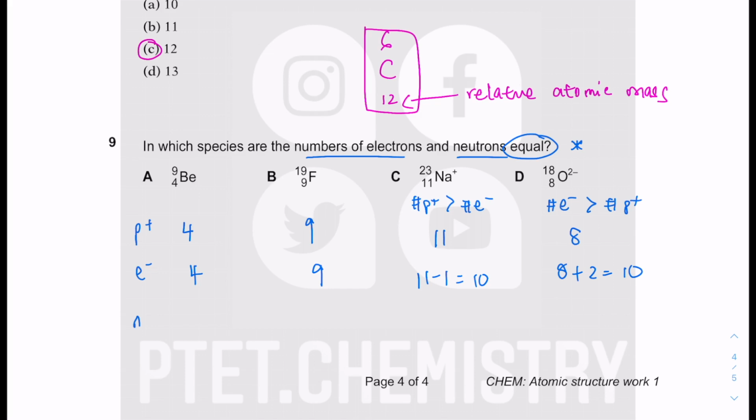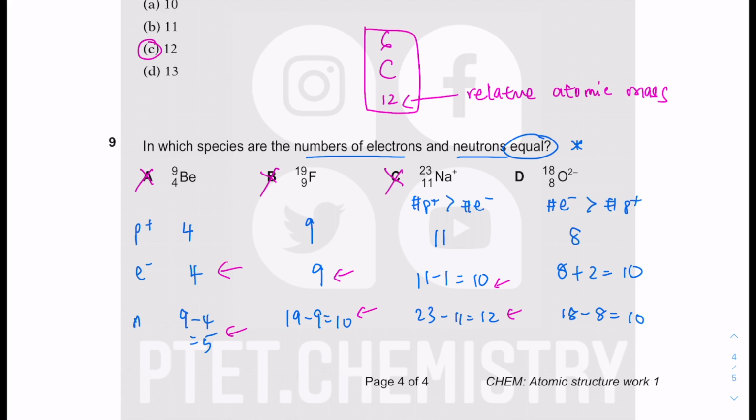A nucleon number, or the mass number, take away the proton number will give you the number of neutrons. Therefore 9 minus 4 is 5, 19 minus 9 is 10, 23 minus 11 is 12, 18 minus 8 is 10, and you're looking for equal number of electrons and neutrons. Well, you can see that these are not equal. 4 is not equal to 5, 9 is not equal to 10, 10 is not equal to 12. D must be the answer. As you can see, 10 electrons equal to 10 neutrons as required by the question.